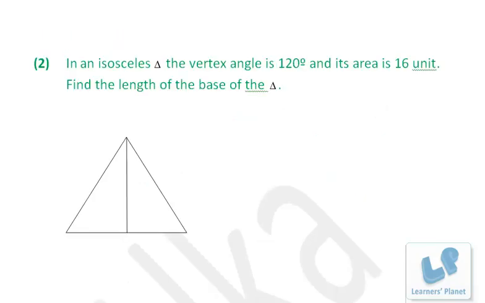Now, in an isosceles triangle, the vertex angle is 120 degrees and its area is 16 units. Find the length of the base of the triangle. Now, once again, the same logic I'm using over here. This is angle bisector as well as altitude as well as median, because it is an isosceles triangle, right? So this angle is 60 degrees, right? Now assume this length to be x, this length to be x.